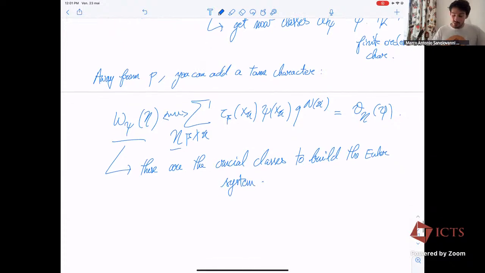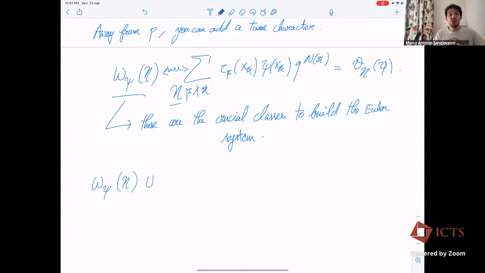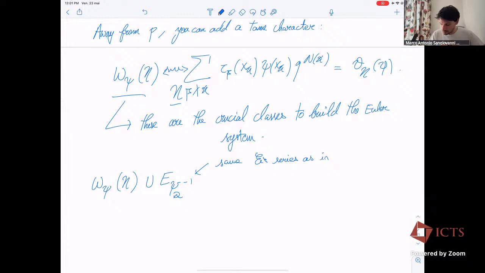So how do you do that? Well, you just take this class omega psi of n, and you just cup it with an Eisenstein series for the character psi q minus 1. These are the same Eisenstein series as in Chris's talk. So this will be a class in the H2 et al. of Y1 times Y1, so two modular curves with coefficients in Z_p, psi 2.